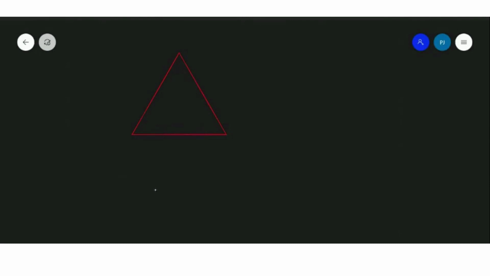So I'm just going to go ahead and label this A, I'll label this B, and I'll leave this as C. So you might see a triangle in any form. It's all left for you to decide how you want your triangle to be.